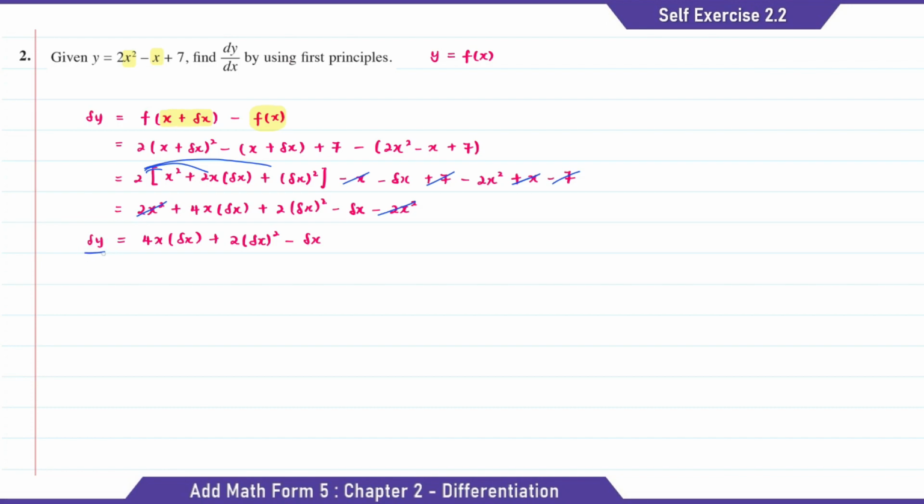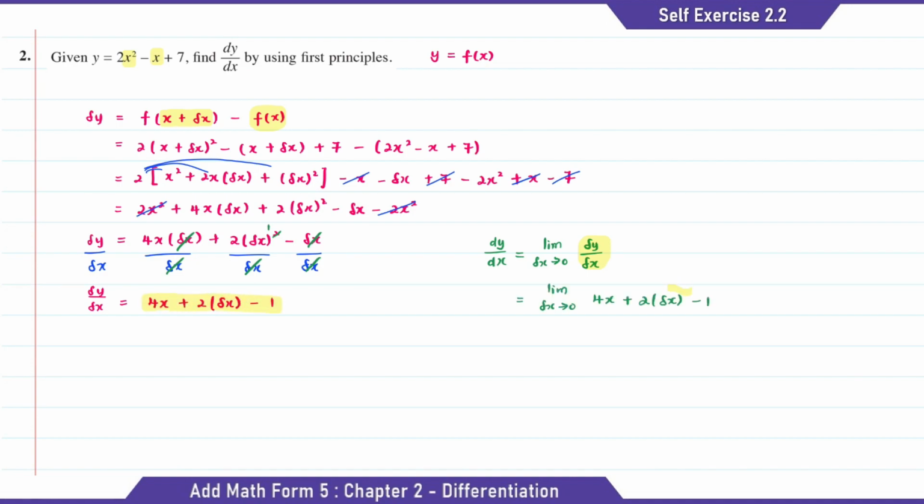So next I'm going to divide both sides by delta x. So here delta x will be cancelled. So this one is just left with 1. This is equal to 4x plus 2 delta x minus 1. To find the dy dx, substitute this with this one. As delta x approaches 0, we're going to substitute the delta x here with 0. Then dy dx is equal to 4x minus 1.